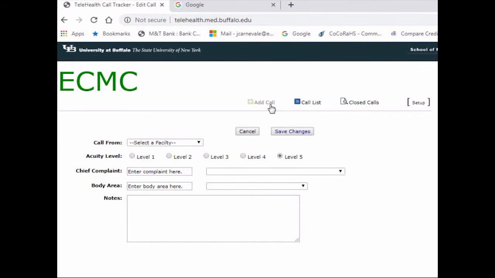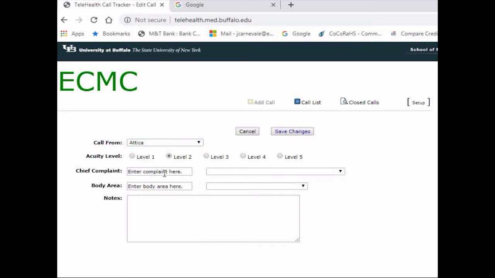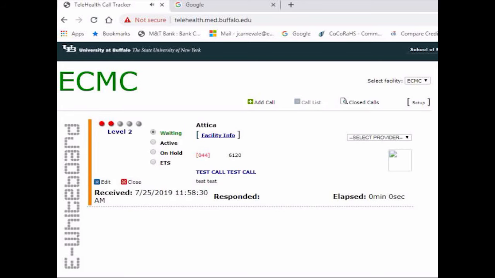So let's say Attica calls with a level 2 and some difficulty breathing. We're going to put tests so that we don't get anybody confused here. And you can put your notes in here. And then they will save the changes. Attica. And this will be what shows up for you.